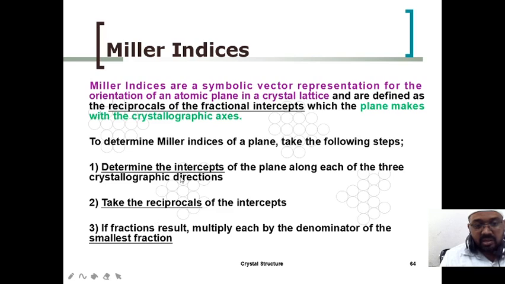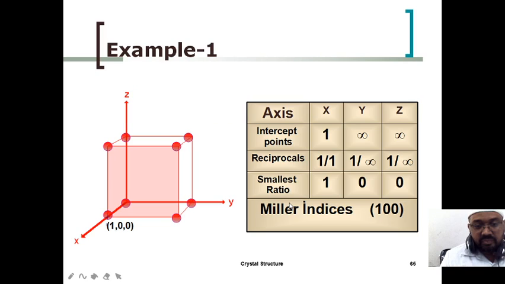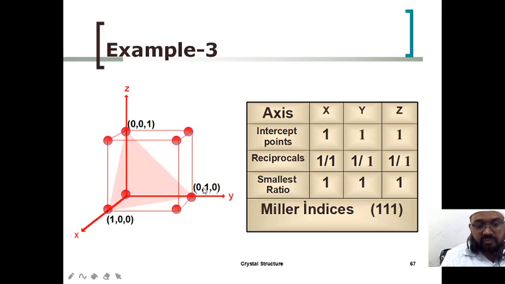You just determine the intercept of the plane along each of the 3 crystallographic directions, and then take the reciprocals. I have taken 1 by 1, 1 by infinity, 1 by infinity. So 1 by 1 is 1, 1 by infinity is 0, 1 by infinity is 0. Here, the smallest ratio is given as 1, 0, 0.